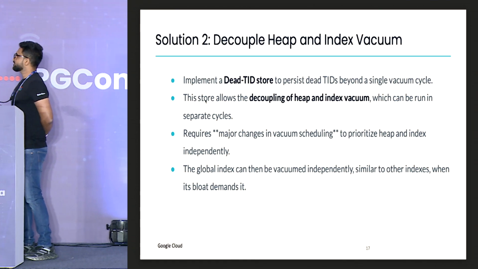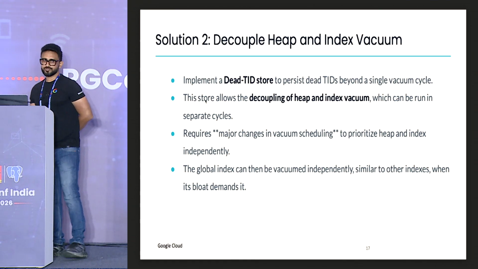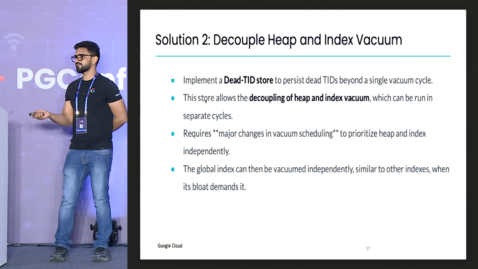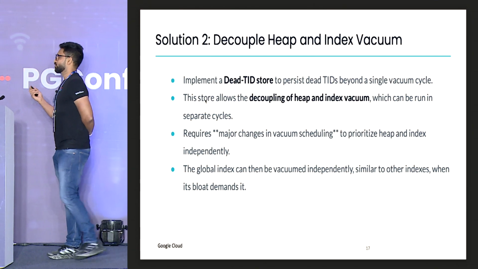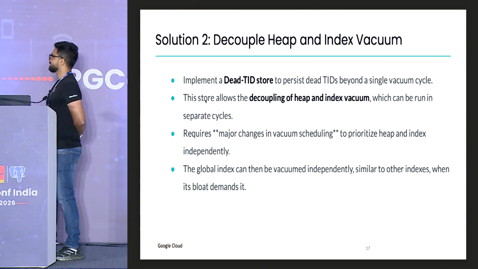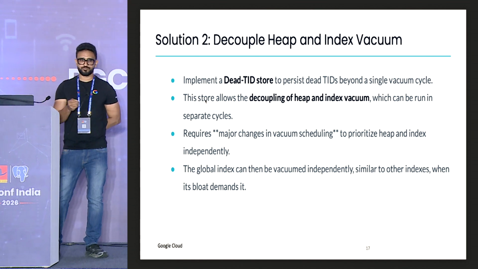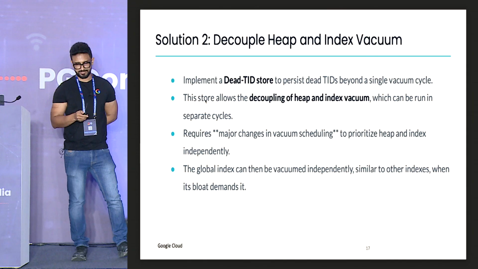And with that solution, you don't need to do anything for the global indexes, right? Because we are saying whenever heap is ready for the vacuum, we'll vacuum it. Whenever index is ready for the vacuum, we'll vacuum it. So if your global index is large, it will reach the threshold very late compared to the partition index, so the problem is automatically solved with that design itself.